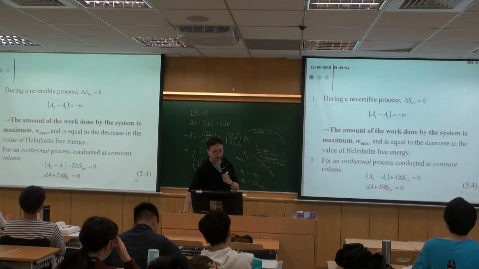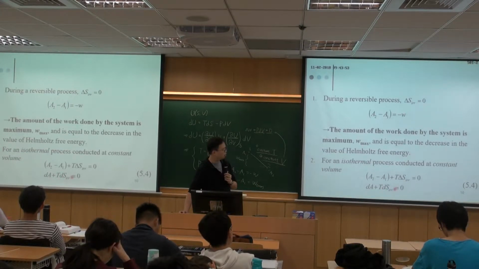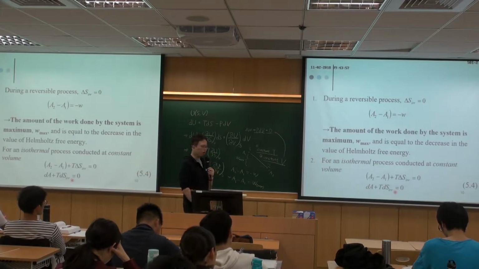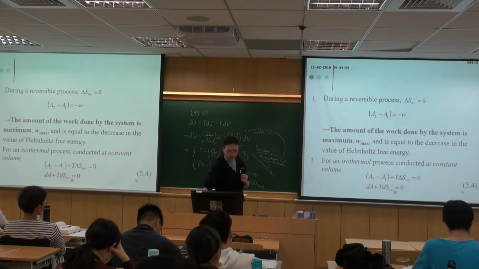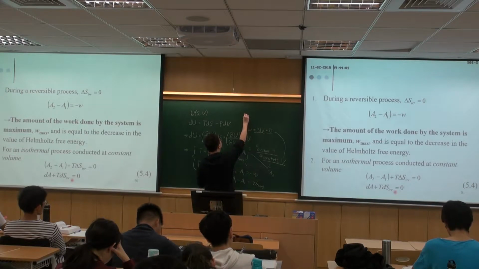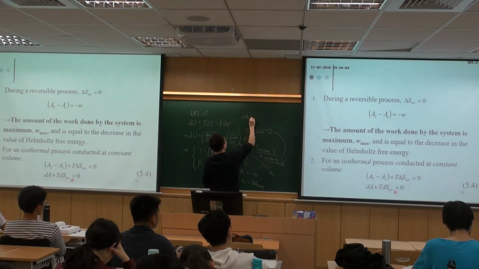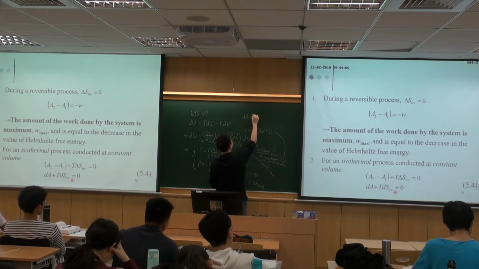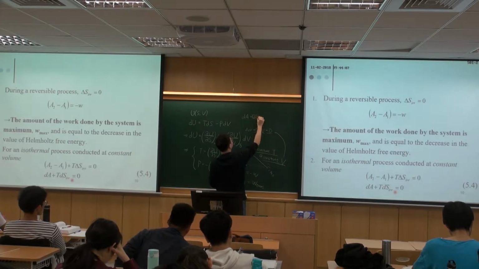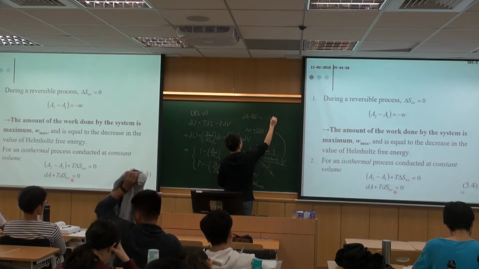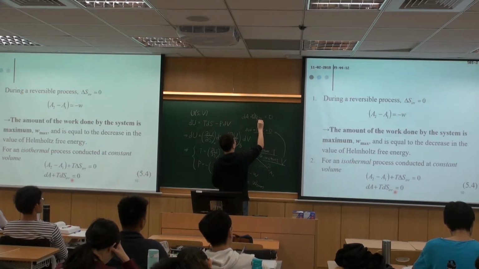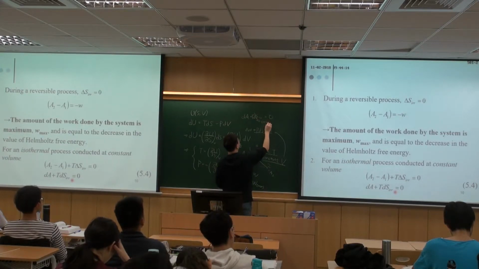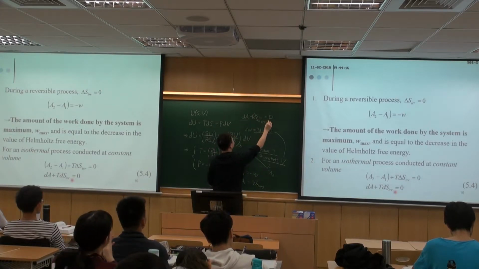dA plus T dS irreversible will be 0. But of course, if you're dealing with a reversible process, this is also 0, and then the final expression is just dA is 0.